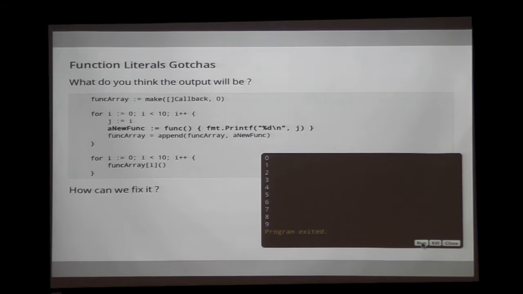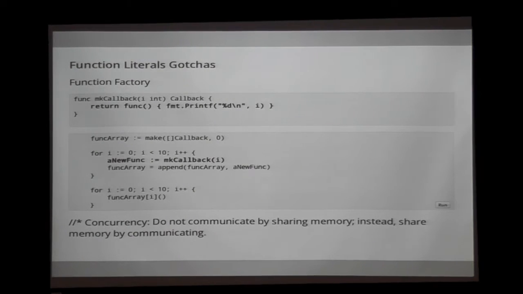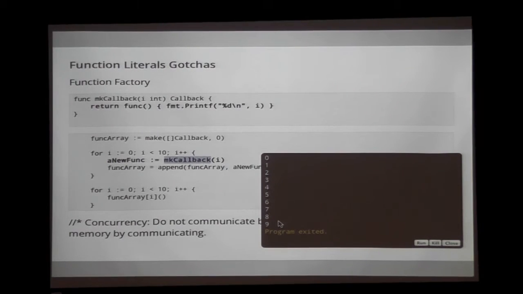Another solution is creating a function factory, right? I have a function that returns a function. So when I pass the value, it will bind to this new variable and return it, and so it will return the same value. Higher-order functions to the rescue.